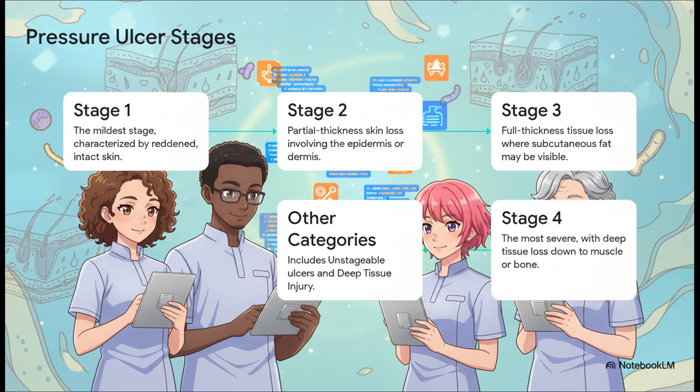And these stages tell a story of progression. Stage 1 is the mildest, maybe just some red skin. By the time you get to stage 4, you're talking about severe tissue loss, sometimes all the way down to the muscle or bone. And there are even special codes for when an ulcer is unstageable, meaning you can't see the bottom of it, and for deep tissue injury.